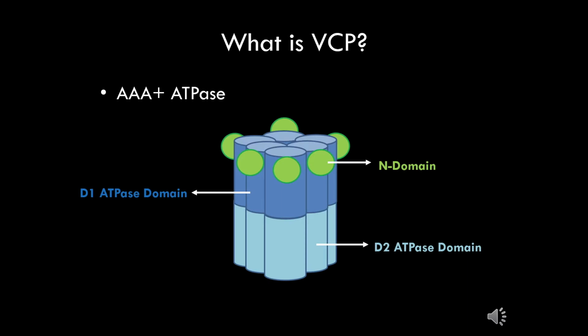So what is VCP? VCP is a AAA ATPase, and it consists of an N domain, a D1 ATPase domain, and a D2 ATPase domain. The N domain is a cofactor binding domain, whereas the D1 ATPase domain plays a major role in VCP hexamerization. And finally, the D2 ATPase domain is responsible for ATP hydrolysis.